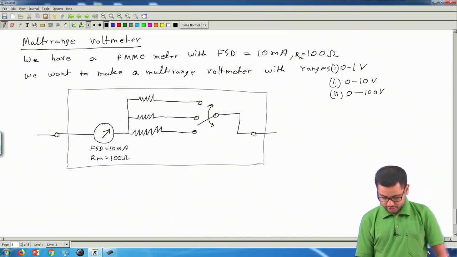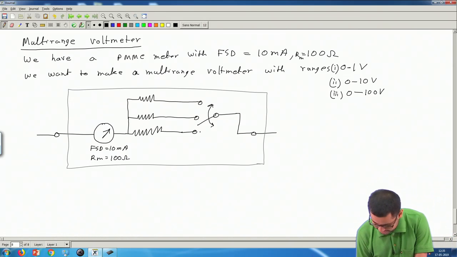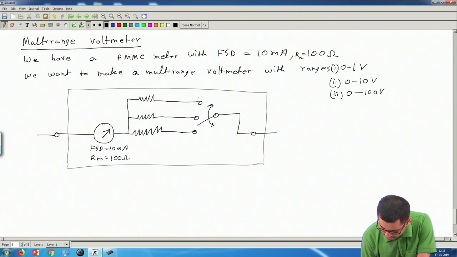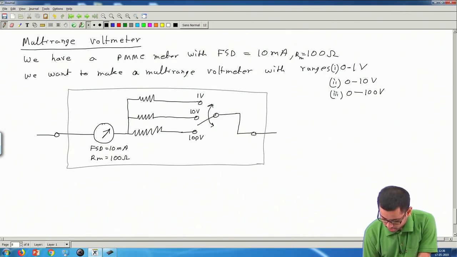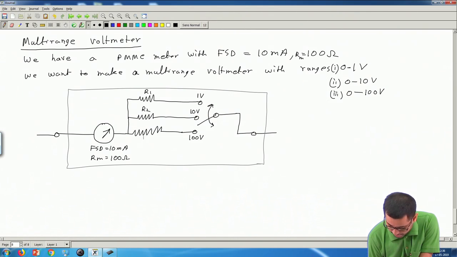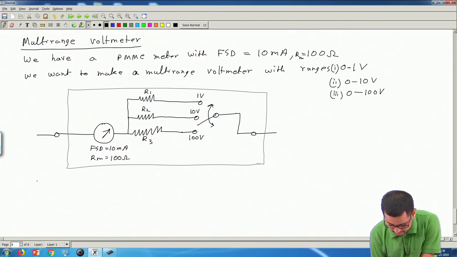Now let's find out what should be the values of these three resistances. Say we want the ranges to be, this is 1 volt range, this is 10 volt range, and this is 100 volt range. So, let's compute the values of these resistances. Call this R1, R2, R3. So what will be the value of R3? Let's calculate. So now R3 and R3 plus Rm.